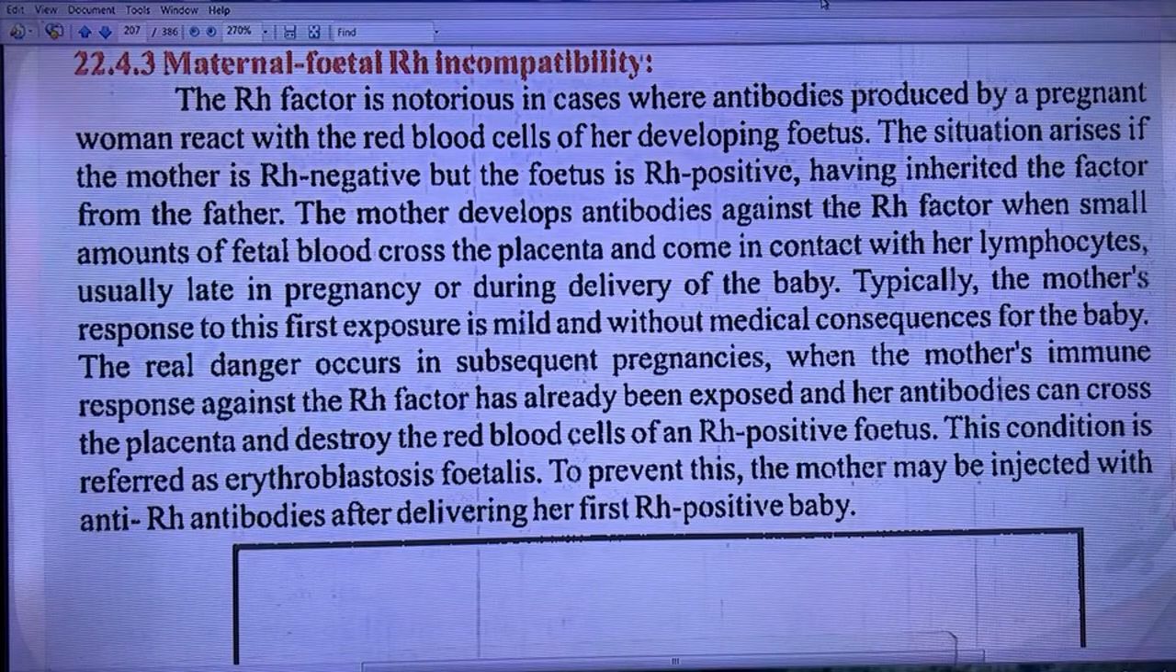To prevent this, the mother may be injected with anti-Rh antibodies after delivering her first Rh positive baby.